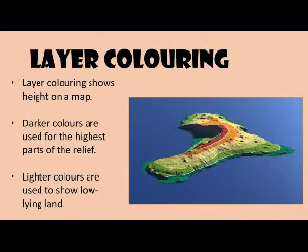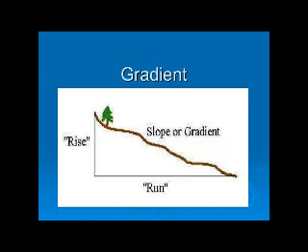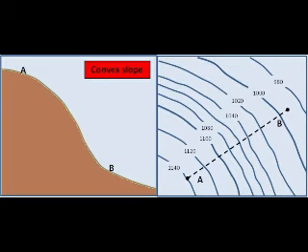Next we come to layer coloring, which shows height on a map. The darker colors are used for the highest parts of the relief and lighter colors are used to show low-lying land. Now next we come to the gradient. Now gradient is the steepness of a slope. It is expressed in the ratio between the rise in height and the length measured along the ground, that is the horizontal distance. Now we'll study the cross sections of different relief features.